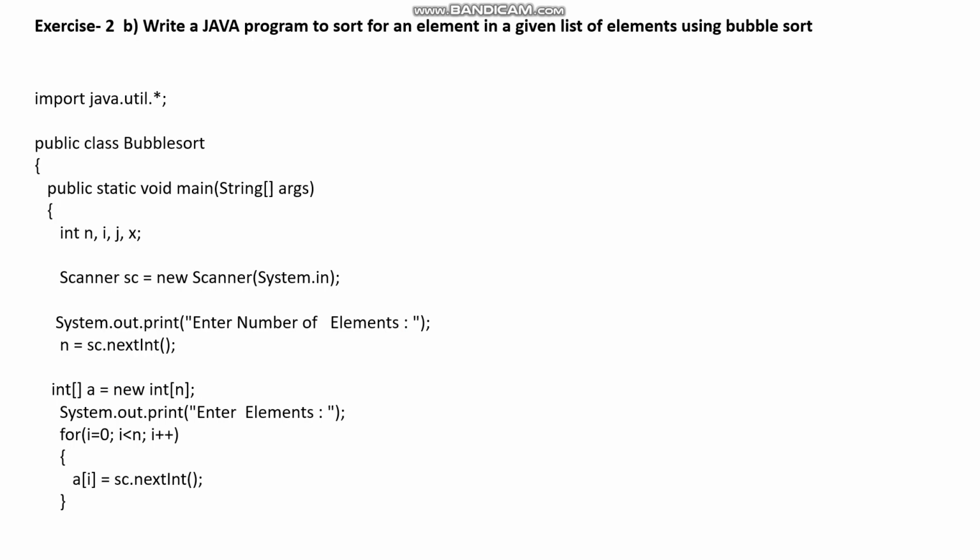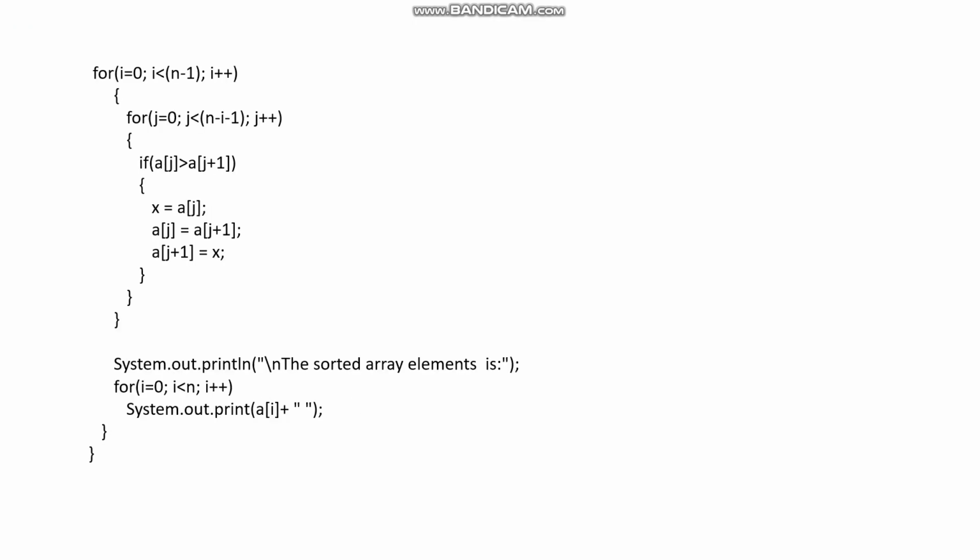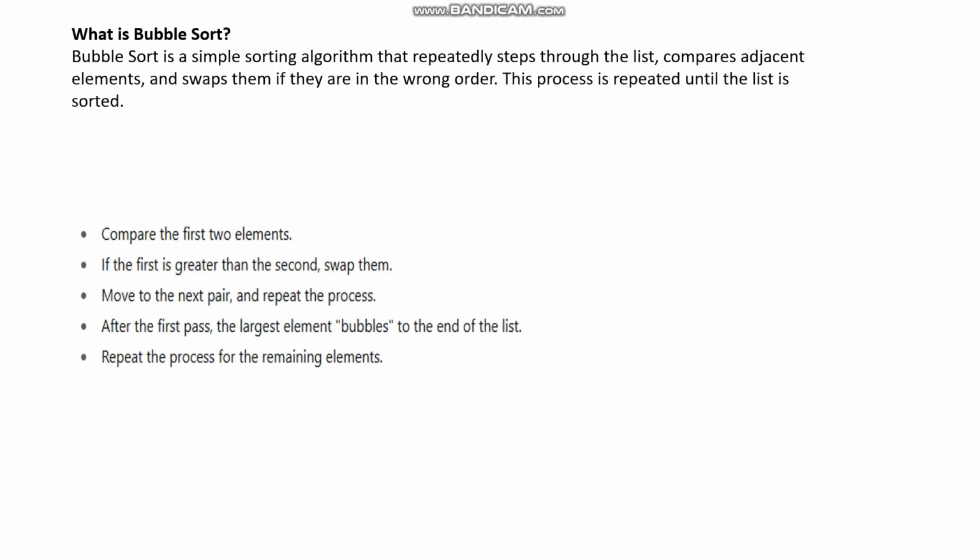Write a Java program to sort the elements in a given list using bubble sort. By using bubble sort, we have to sort the array elements. Before that, first of all, I'll explain the algorithm of bubble sort.